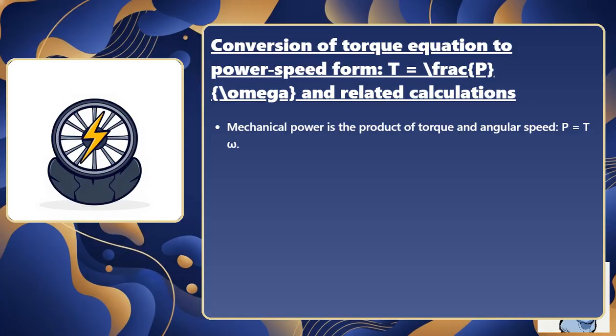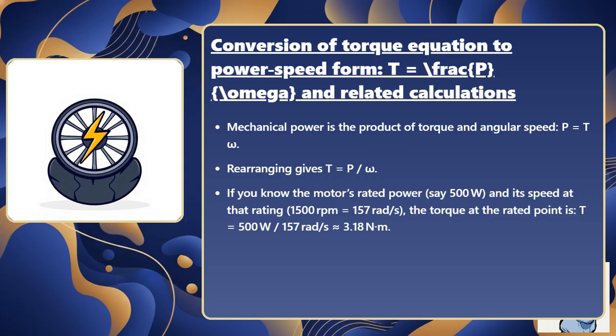Mechanical power is the product of torque and angular speed. P equals T omega. Rearranging gives T equals P divided by omega. If you know the motor's rated power, say 500 watts, and its speed at that rating, 1500 revolutions per minute equals 157 radians per second, the torque at the rated point is T equals 500 watts divided by 157 radians per second, approximately 3.18 Newton meters.